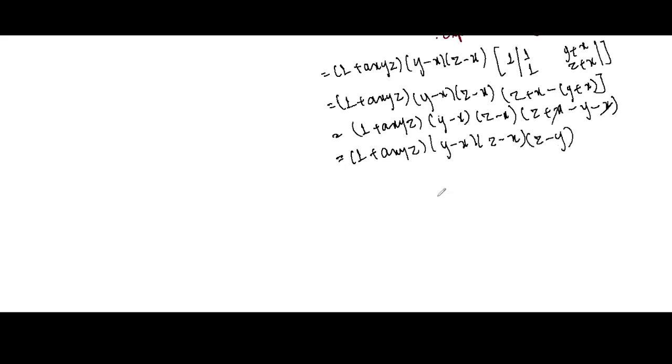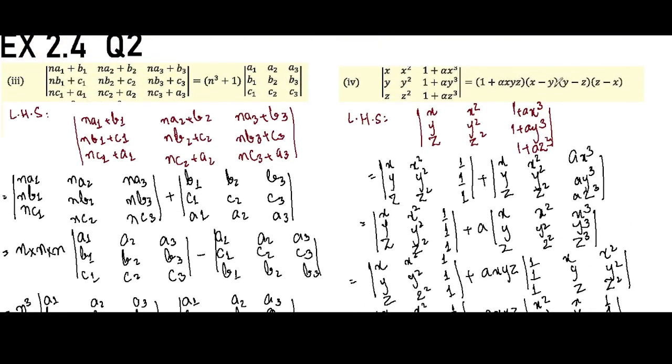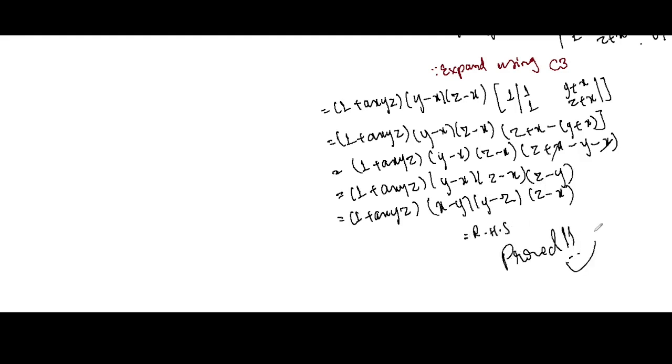And we are left with 1 plus a, x, y, z into y minus x into z minus x into z minus y. Now to make it similar to the given question, where there is written x minus y and y minus z, and here we have y minus x and z minus y, we are going to take negative common from this one and negative common from this one. When two negatives multiply, it will again become positive, so we are not going to write it. So 1 plus a, x, y, z into y minus x will change into x minus y, z minus y will change into y minus z, and then z minus x will be written as it is, and this is your right hand side proved. Thank you.